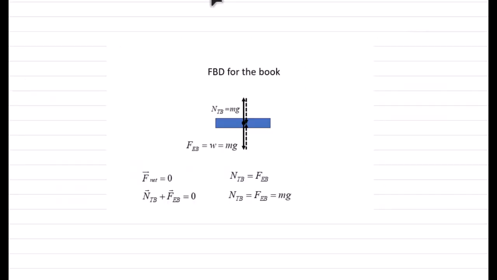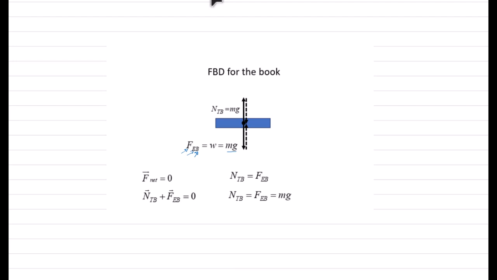So let's now focus on the free body diagram for the book. I've drawn the book. That's the only object we need to focus on and see all the forces acting on it. The first force that we can consider is the force by Earth on the book. That is the weight of the object, and that is given by mg. Of course, all the forces will be acting on the center of mass of the book, which is identified with a dot. And the weight will be acting vertically downwards towards the center of the Earth. So weight equals mg.